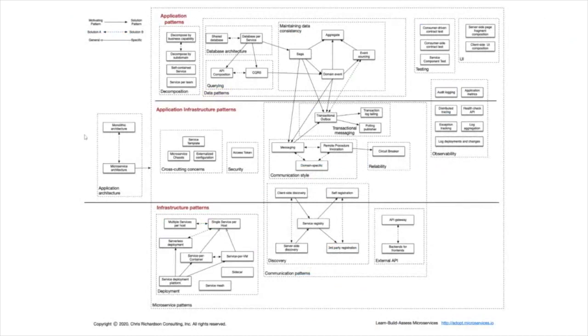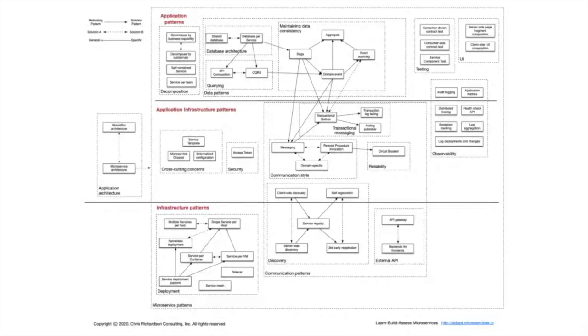This is a full breakdown. Chris Richardson is the person who came up with the entire idea of the varieties of microservice patterns and how they can be used. In a nutshell, there are many things happening here. On the left-hand side, there's application architecture, where you have microservices and monoliths. These two can be swapped around depending upon your use case. Then the different layers you see are the application pattern, the application infrastructure pattern, and the infrastructure patterns.